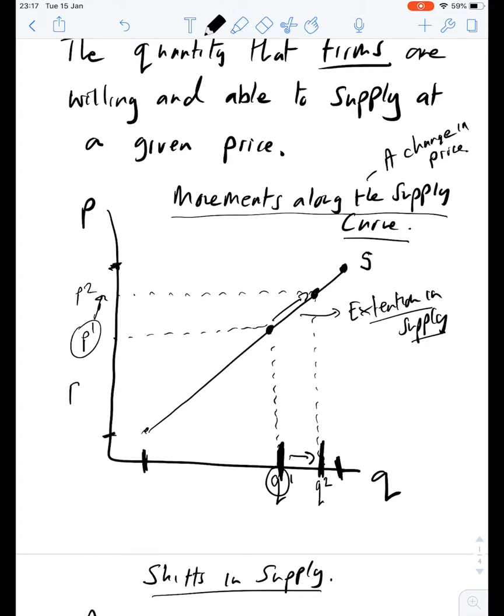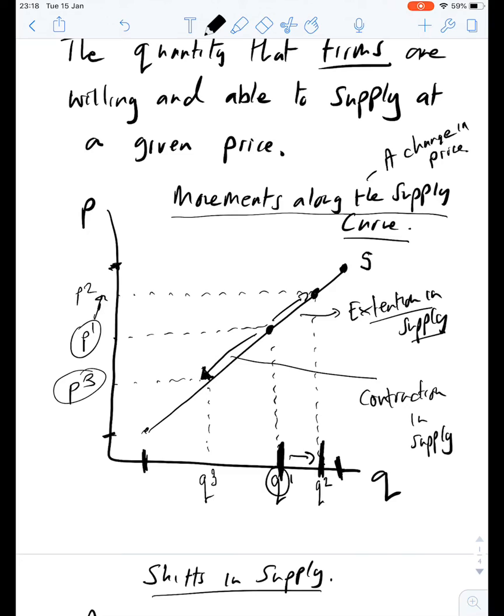Now if price went down to P3, we go along to the supply curve, we go down, the quantity supplied will decrease, and this is because the price has gone down, so firms would be less willing and able to supply their product. So quantity will fall, causing a movement along the supply curve in the other direction, and this movement is called a contraction in supply. And that's because at Q1 supply was here.